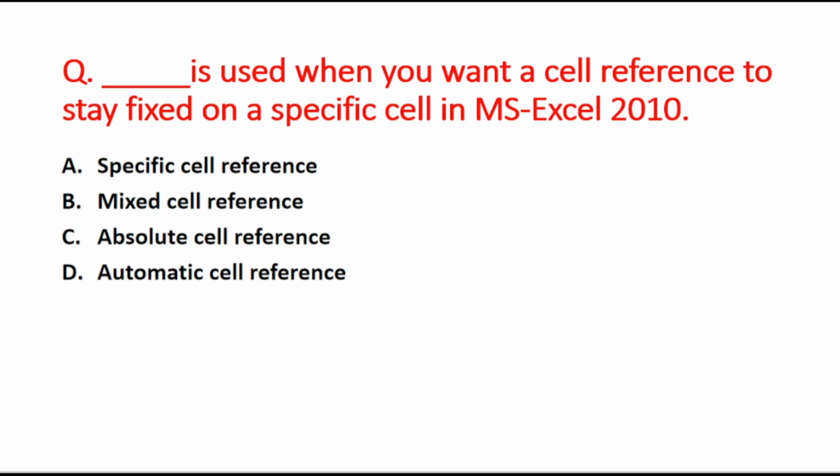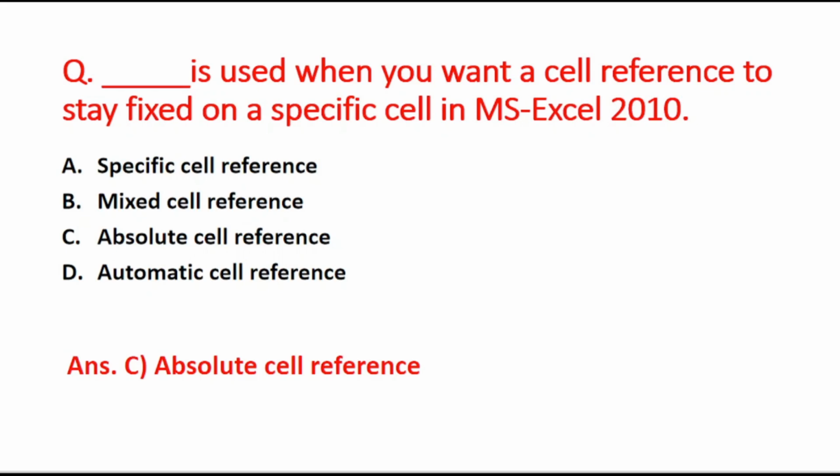Next is blank is used when you want a cell reference to stay fixed on a specific cell in MS Excel 2010. Now try to guess the right answer, right? A option is specific cell reference, B option is mixed cell reference, C option is absolute cell reference and the D option is automatic cell reference. Now read the question carefully, that cell reference to stay fixed on a specific cell. Okay, so for that absolute cell reference is used, so option C is the right answer.